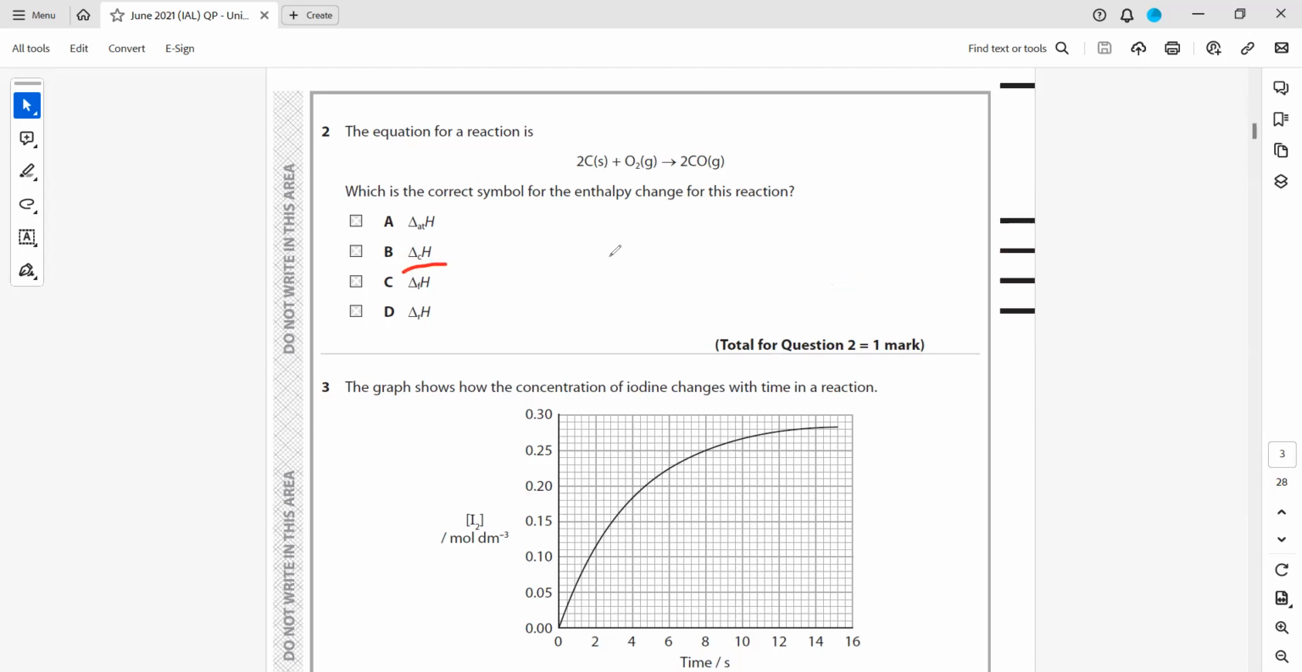Combustion means when we burn 1 mole of a substance. Like if carbon reacts with oxygen and gives carbon dioxide, carbon is a fuel. So when we burn 1 mole of a fuel, we call it the enthalpy change of combustion. But here we are not burning 1 mole, we are burning 2 moles. So actually it is twice the enthalpy change of combustion.